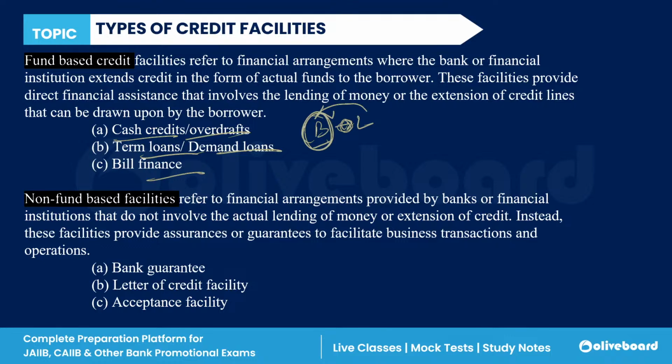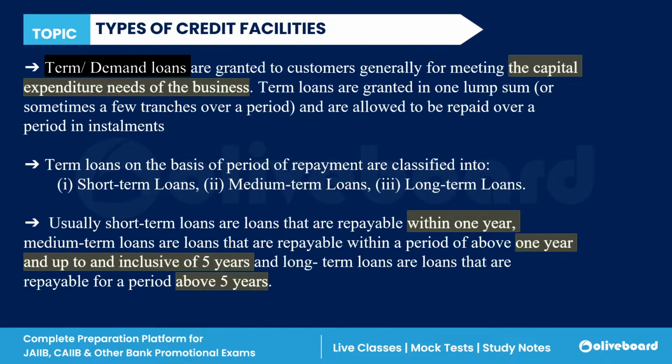Okay, now there is a non-fund-based facility. A non-fund-based facility is a financial arrangement where there is no flow of cash from the lender to the borrower. Instead, they provide some assurance or some guarantee to facilitate the business transaction. Then it is known as a non-fund-based facility. Examples are bank guarantee, letter of credit, acceptance facilities, etc. Clear?